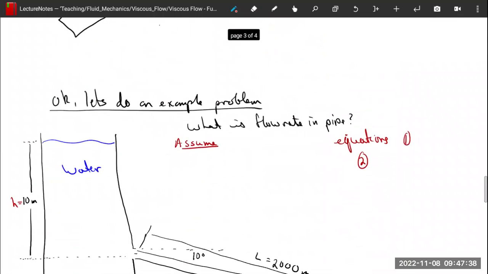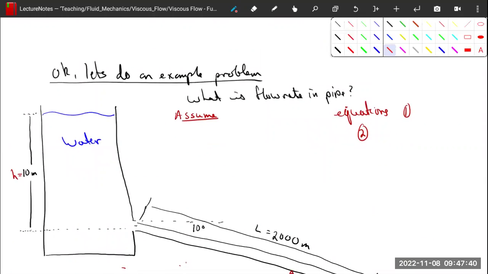All right, let's do a quick example problem here. We want to know what is the flow rate in this pipe. We have water at a height of 10 meters. Let's draw our X and Y. We're going to draw our coordinate system right there. We want to know what the flow rate is in the pipe.